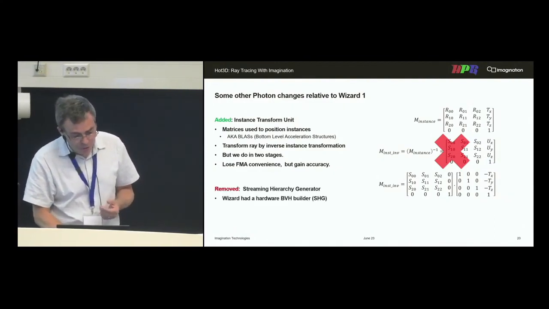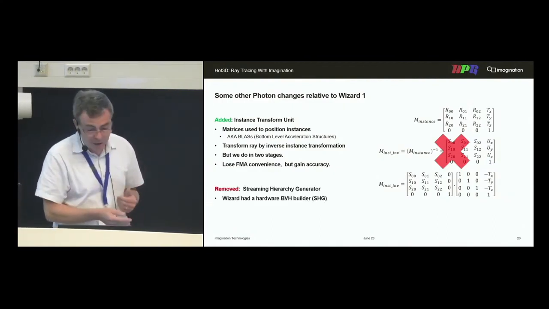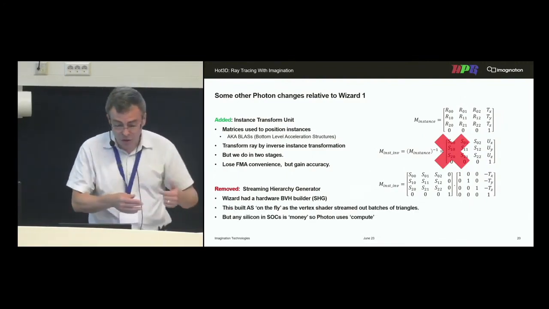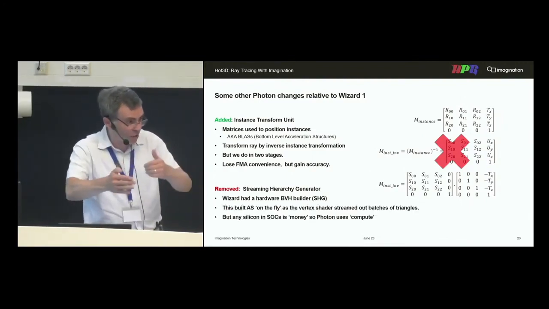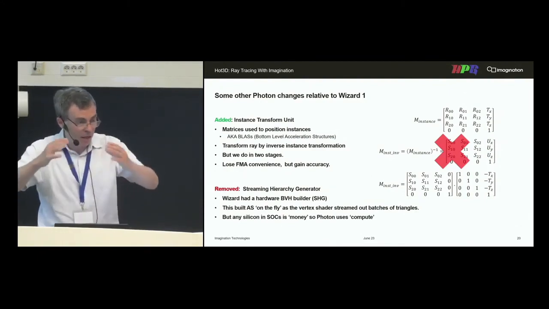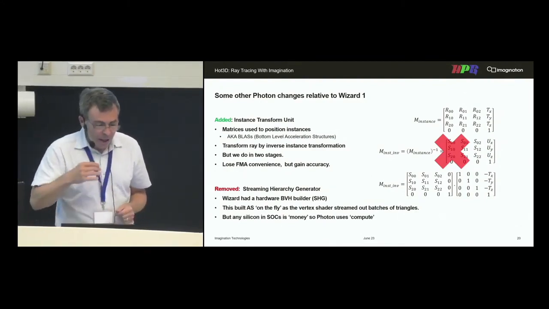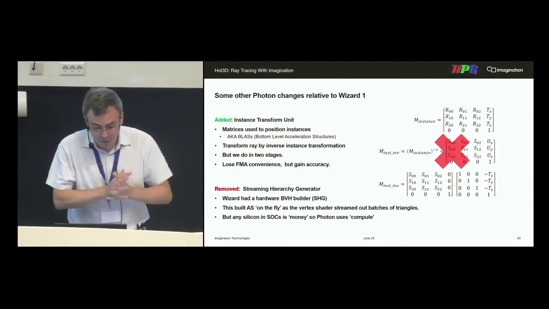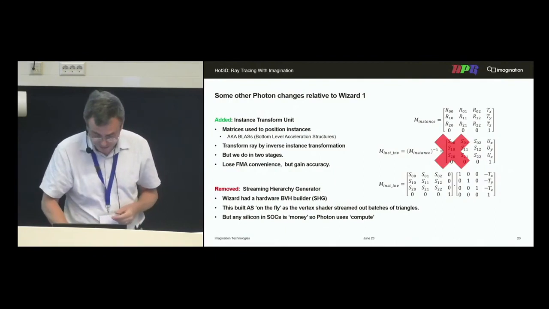And some things were removed. Wizard had a hardware BVH builder called the SHG, and that built the acceleration structure on the fly. As the vertex shader output batches of triangles, it would gather them up and merge as needed into a hierarchy. But any silicon in an SoC is money, so Photon instead uses compute.